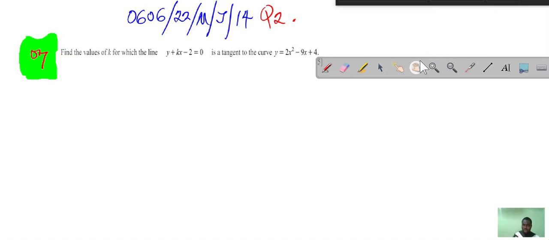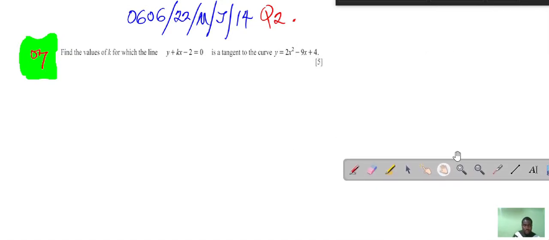All questions are from past questions. They said we want to find the values of k for which the line is a tangent to the curve. Keyword: tangent. I see two values of y, so I need to equate them first, y equals y. I can quickly say y here is actually 2 minus kx.